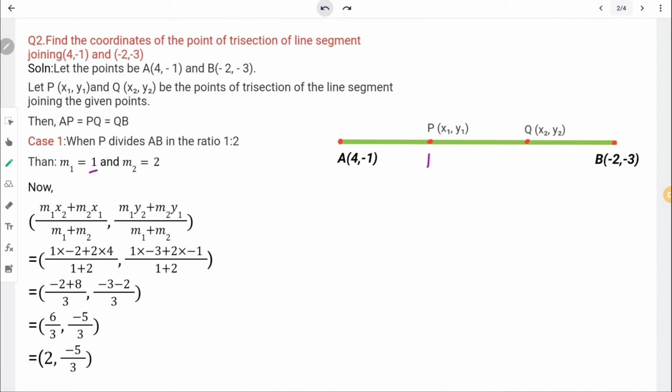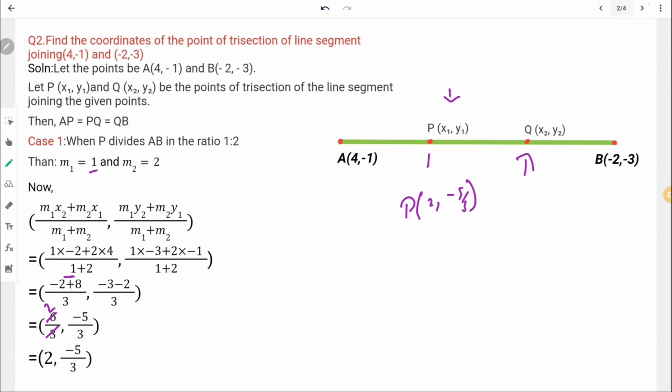Once we're done with that, let's start the subtraction. Minus 2 plus 8, I'm going to get 6. Minus 3 minus 2, I'm going to get minus 5. So here, 3 ones are 3, 3 twos are 6. So 2, and minus 5 by 3. So for the first one, it's 2 and then minus 5 by 3.